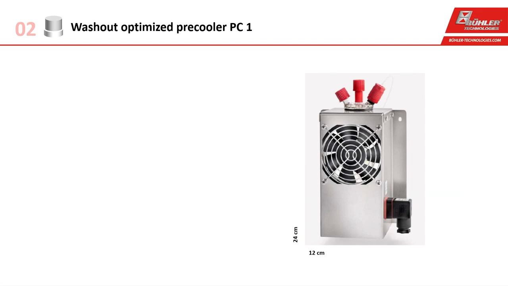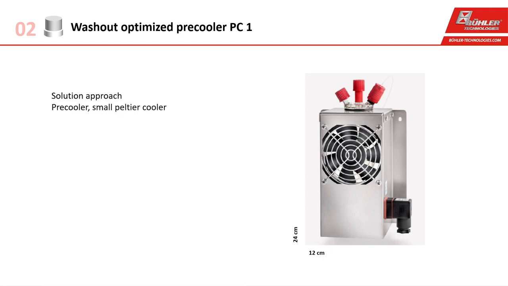Another product in our concept of washout-optimized sample gas coolers is the pre-cooler PC1. The PC1 is equipped with a heat exchanger with three connections. The connections left and middle are gas inlet and outlet. The third connection is for the optional acid dosing. The PC1 has no cooling block or Peltier element. It is cooled by ambient air, which is ventilated onto the heat exchanger.